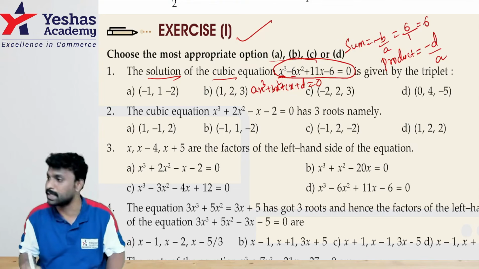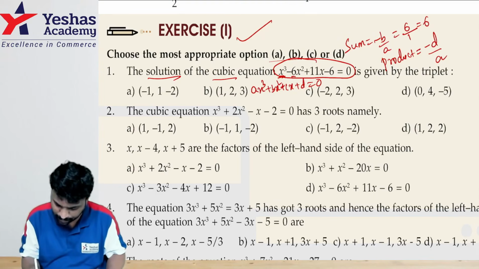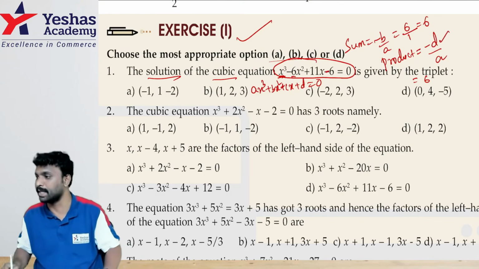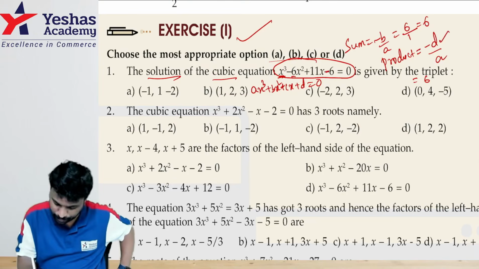So the sum of the roots is 6. How about the product of the roots? The product of the roots is also plus 6, because the d value is minus 6. Minus of minus 6 becomes plus 6, and the a value is 1. So the product is 6.